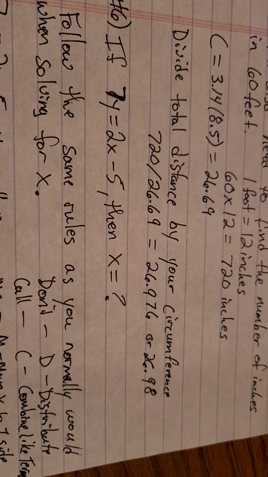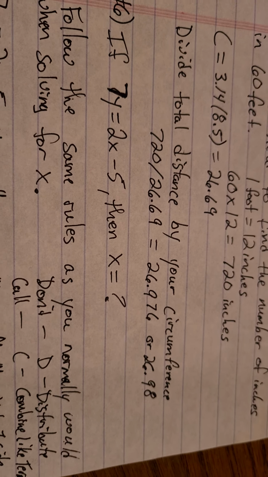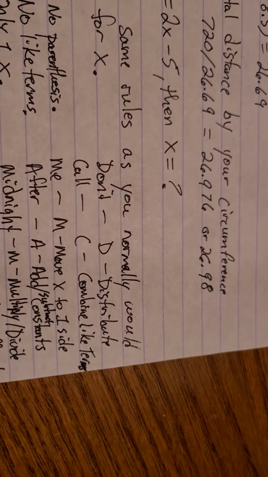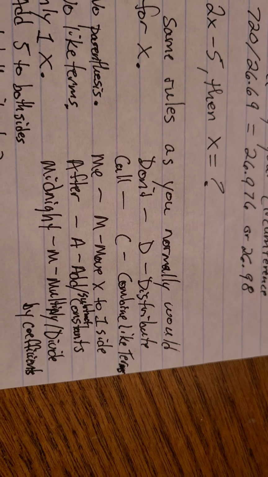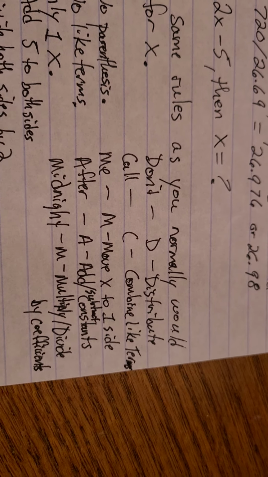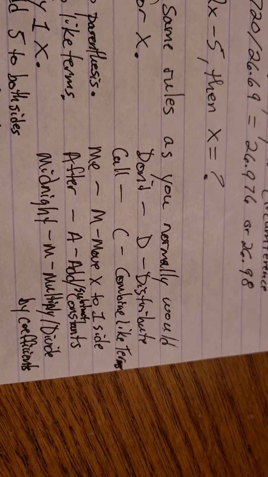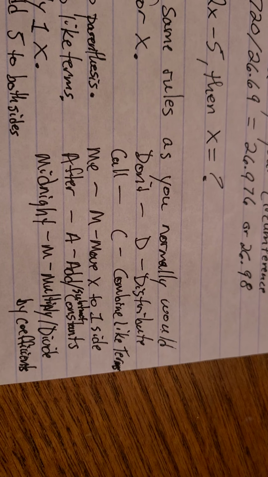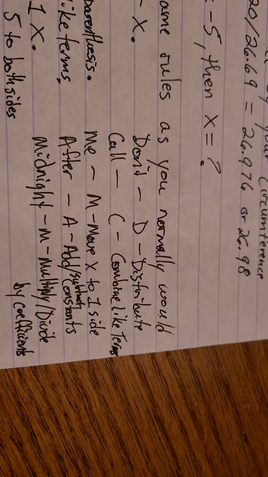I found this little mnemonic device that I didn't use in class this year because this is more of an Algebra 1 concept, but it's called Don't Call Me After Midnight, and it's kind of like Please Excuse My Dear Aunt Sally, the PEMDAS that you remember to learn order of operations. This is how you memorize how to solve equations, and you can use this for any type of equation. So first, distribute. If there's parentheses, you need to get rid of those parentheses.